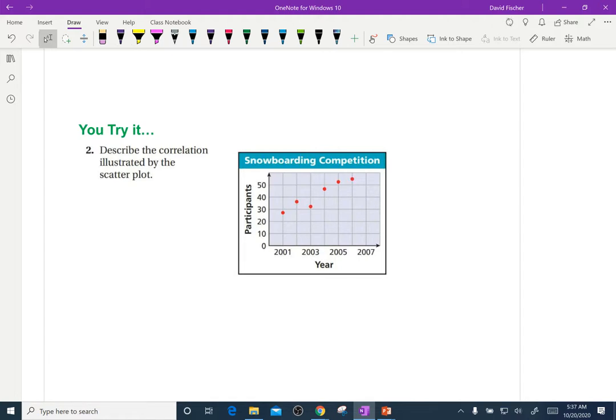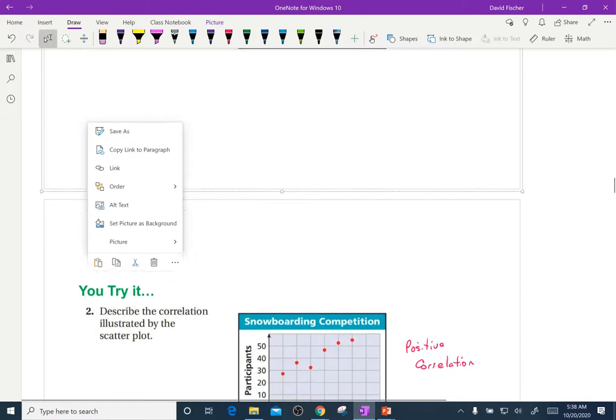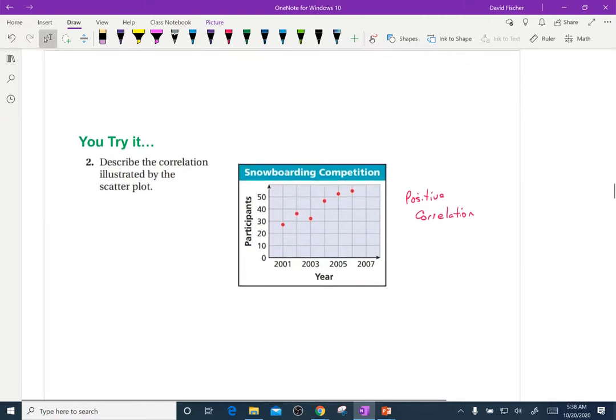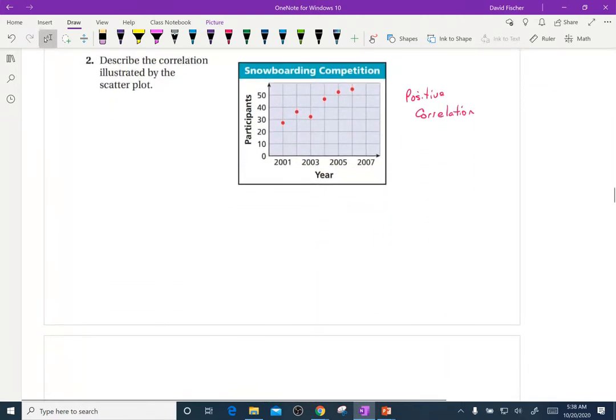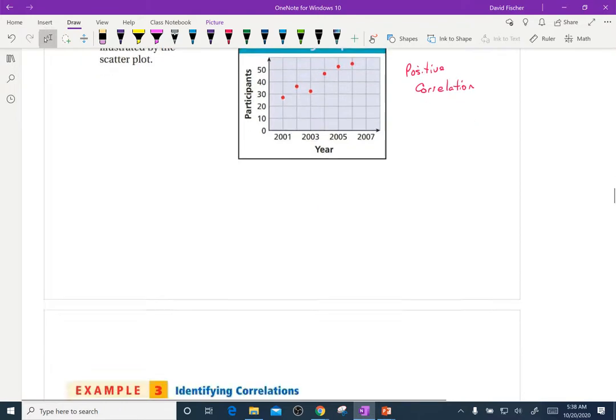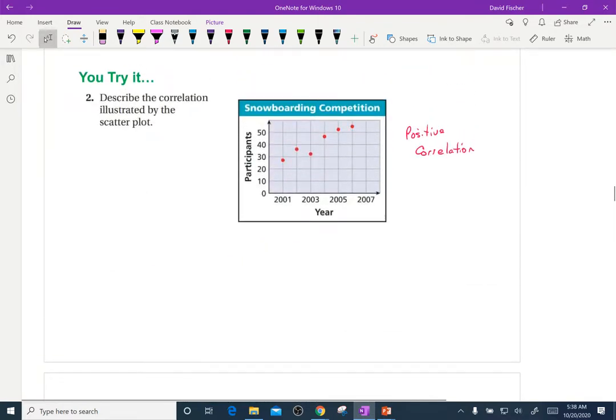Snowboard competition is what this graph is called. And so as my years increase, my number of participants seems to be increasing. There kind of seems to be a group of numbers here, and they seem to be going in an upward fashion. So write what correlation this one would be. And I hope you wrote a positive correlation. Please write the word correlation. Okay. Correlation means a group of dots.